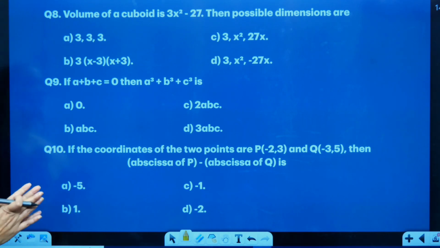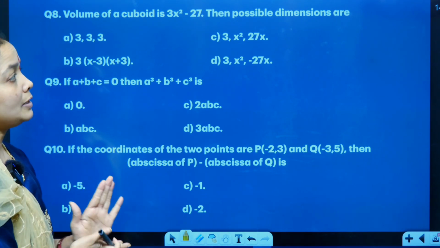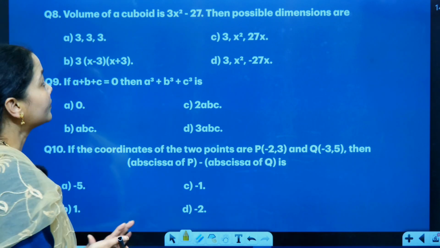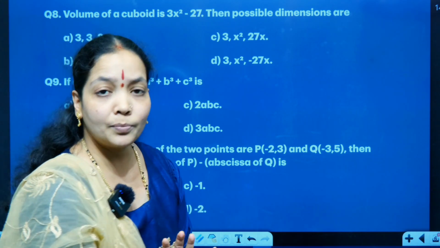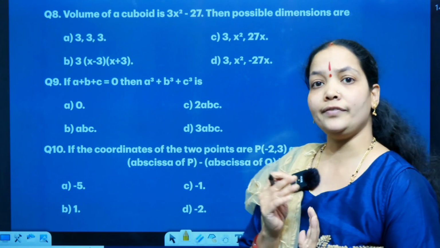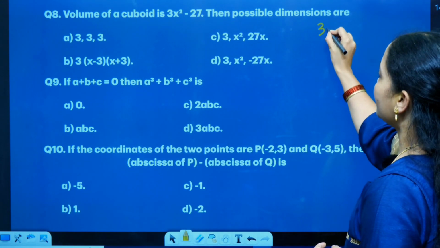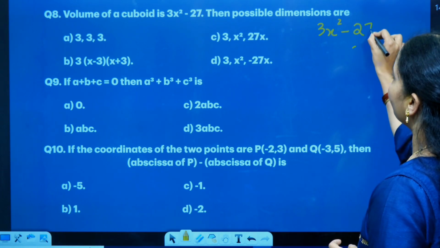The volume of the cuboid is 3x square minus 27. What will be the possible dimensions of it? When we have a cuboid, obviously cuboid is a three-dimensional figure. We should have length, breadth and height. Then only we call it as a 3D figure. Now they have told us the volume is 3x square minus 27.